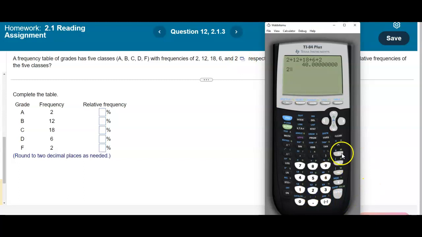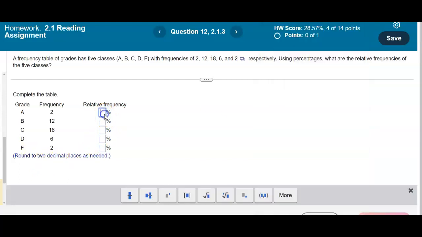So let's go ahead and do that. We're going to take 2 and divide that by 40, and that gives us 0.05. Now I'm going to multiply it by 100%. If I multiply it by 100, that would be a percent. That gives me 5%. And it says rounding to 2 decimal places is needed. So the first one we have is 5%.